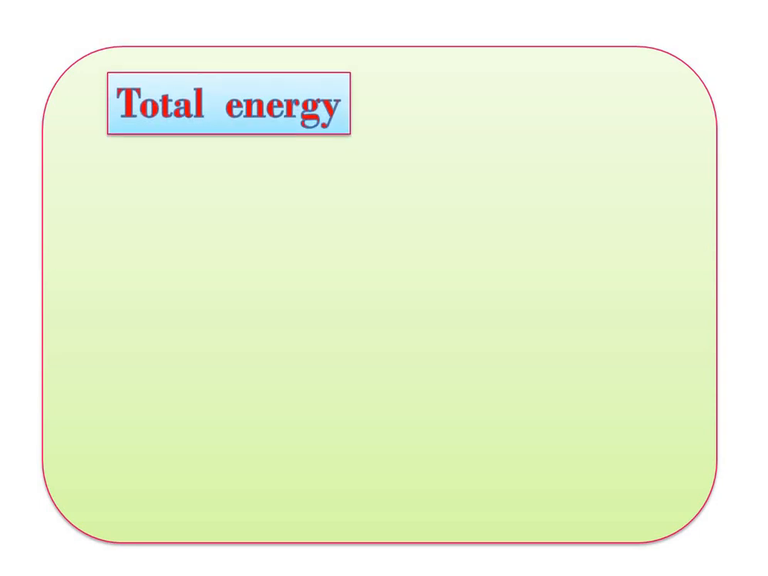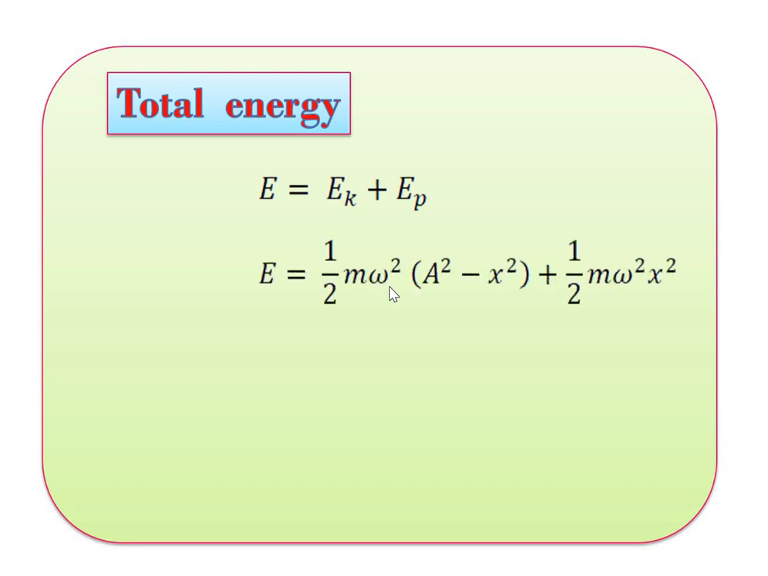The third point is the total energy. Total energy means the addition of kinetic energy and potential energy. So the formula is: total energy equals kinetic energy plus potential energy. Putting the values of the kinetic energy and potential energy in this equation, we get the total energy formula.